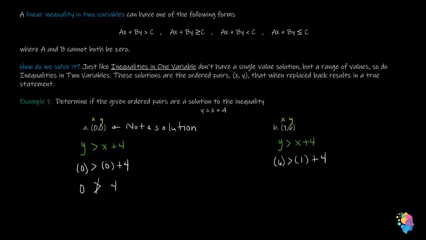We simplify the left. That's just a 6. We simplify the right. 1 plus 4 is 5. And we ask, is 6 greater than 5? Well, this time, this is a true statement. 6 is greater than 5. That means that 1, 6 is part of the solution to this inequality.